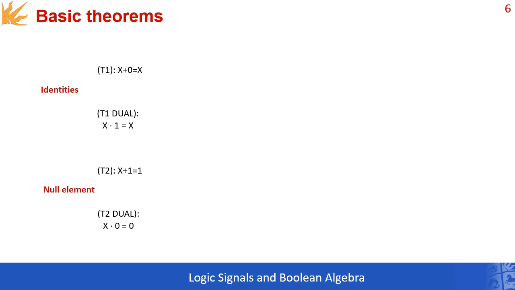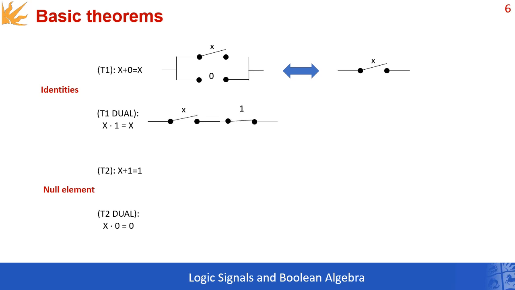Let's start with the identities. Well, as you can see, x plus 0, if you put them in parallel, is essentially the same as having x, which is why in an identity you will get as a result the input variable itself. Now regarding its dual, think of it: if this is always equal to 1, if the circuit is always closed, then everything depends on x, which is why the result is x. Essentially, it's like having only one switch.